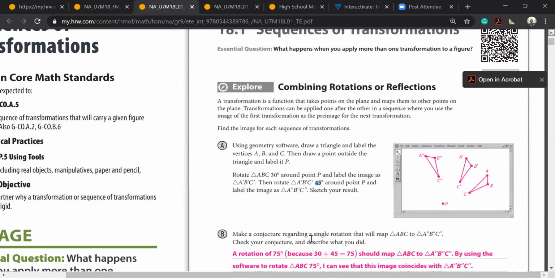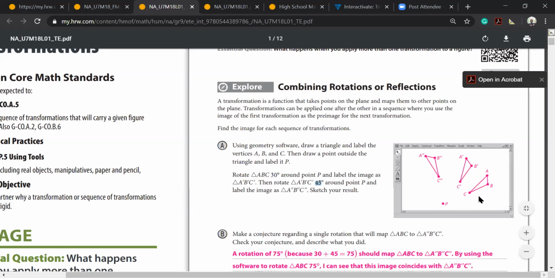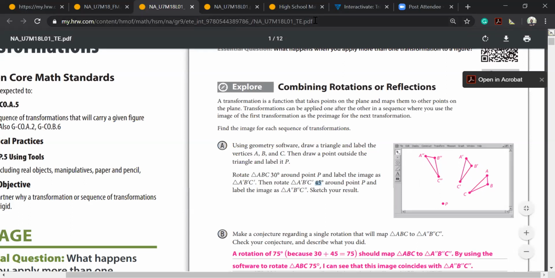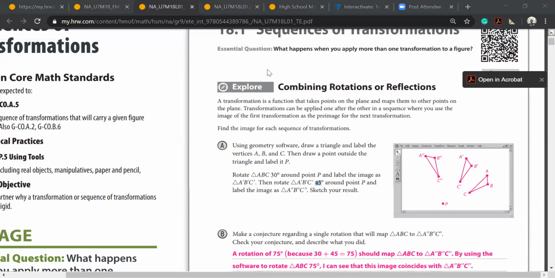Make a conjecture regarding a single rotation that will map triangle ABC to triangle A double prime, B double prime, C double prime. Here we did a double rotation. I did 30 first and then 45. If I wanted to do one rotation, what will be the one rotation that is applied for this to give me this right away? It will be a rotation of how many degrees? 75 degrees. How did I find the 75 degrees?